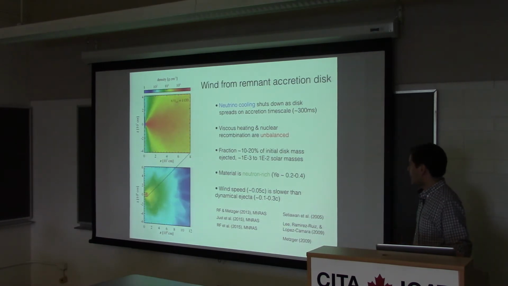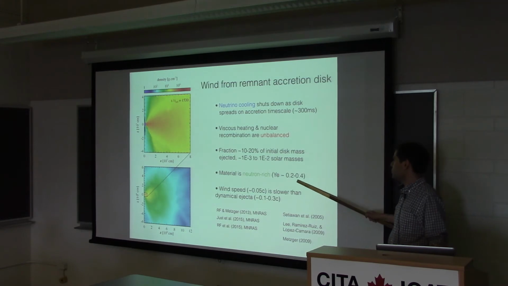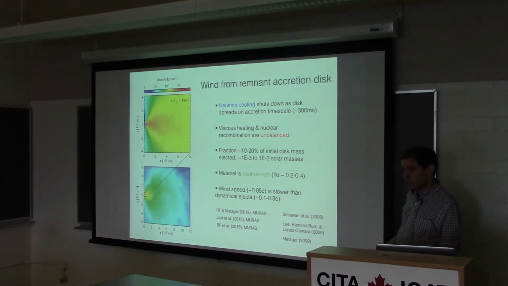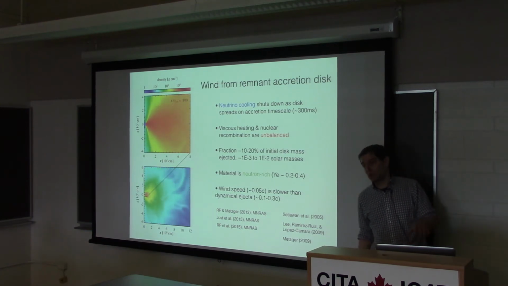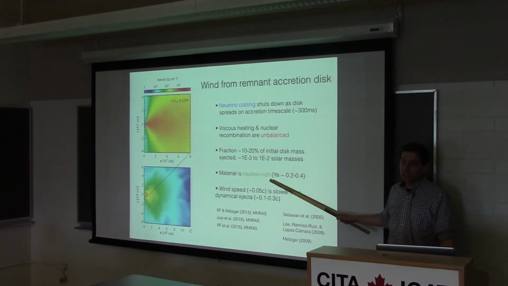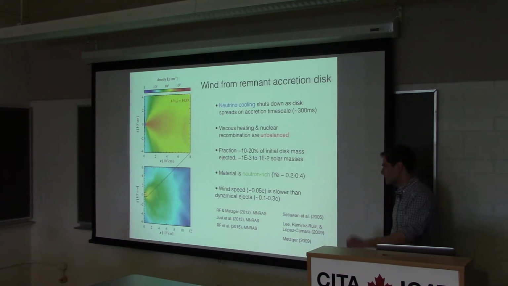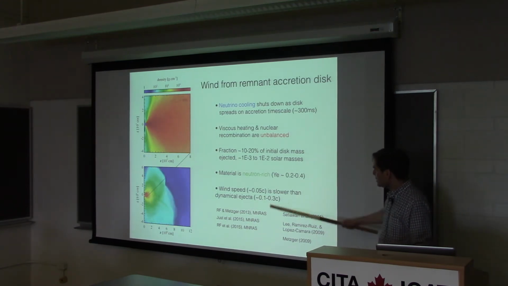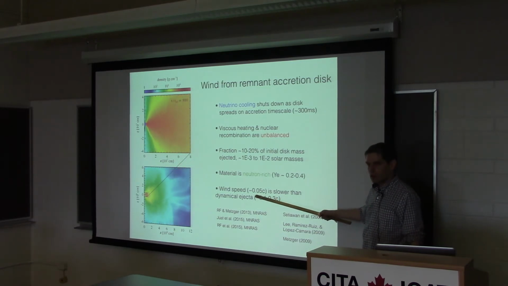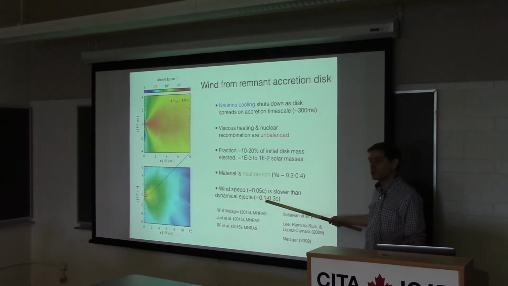And the electron fraction is between 0.2 and 0.4, which is neutron rich, so less than 0.5, but not so neutron rich as the dynamical ejecta, which is like a few percent, 5%. This is less neutron rich. Importantly, the speed is lower, 0.05 c versus 0.1 to 0.3 c.